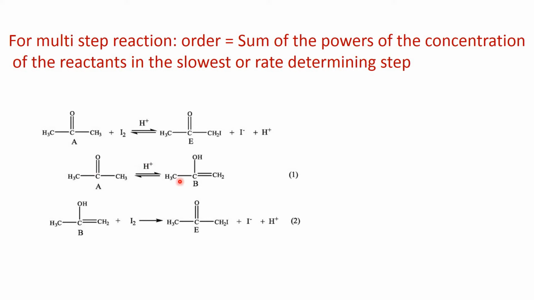Though there are two reactants for this reaction, and without the two reactants the reaction will not proceed, the rate depends on the concentration of acetone, because this is the rate determining step where the keto form of acetone is converted to the enol form. So you can have an idea about the mechanism. This reaction proceeds through the formation of the enol form. So the rate of this reaction will be rate constant times acetone to the power 1. 1 is the order with respect to acetone.